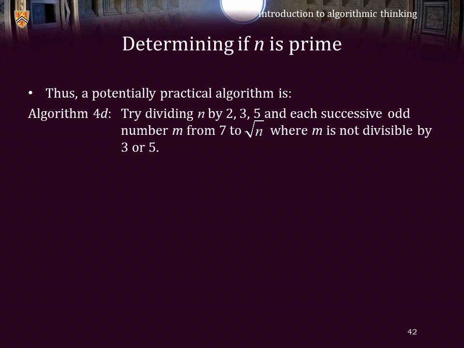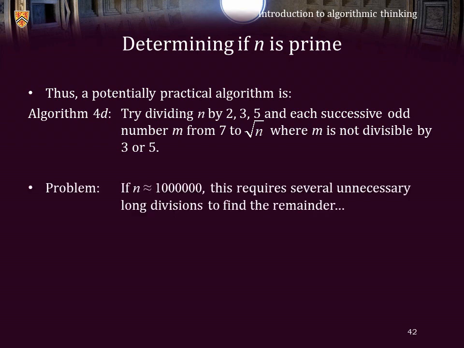Thus, a potentially practical algorithm is the following. To test whether or not n is prime, try dividing n by 2, 3, and 5, and then continue successively dividing n by each successive odd number from 7 till the square root of n, where that number m is not divisible by 3 or 5. So, for example, we will not bother dividing by 15, 25, 27, etc. We will still be testing all prime numbers, but we will unfortunately test a few numbers that are indeed composite, such as, for example, 49.